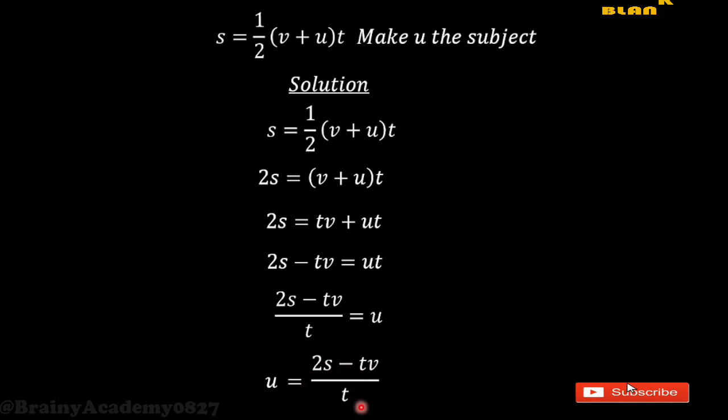So let's move on to the third example. We have k equals 1 over 2 mv squared, and we have to make v the subject. So the solution: we are given k equals 1 over 2 mv squared, and we have to make v the subject. Let's multiply both sides by 2, and that gives us 2k equals mv squared.